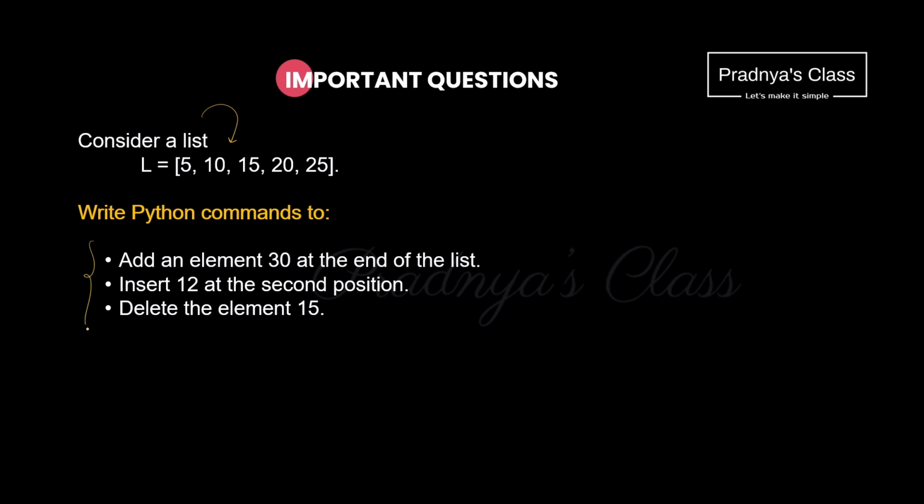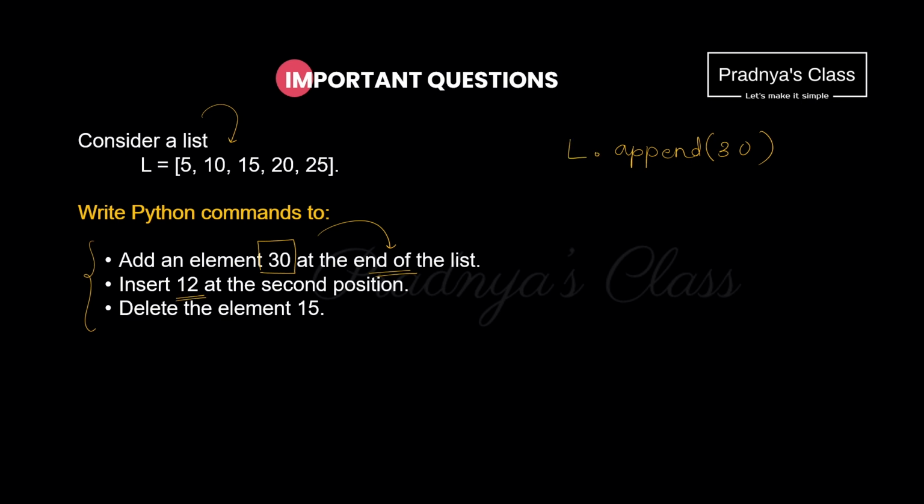We need to write the Python command for the following instructions. The first instruction is we need to add the element 30 at the end of the list. End of the list means we need to append an item. For that we have the append method that we will be using. Append 30. The name of the list is L. So L dot append. What's the second instruction?